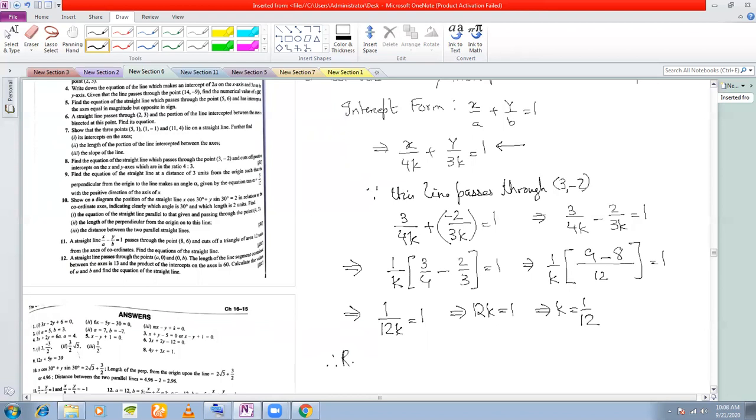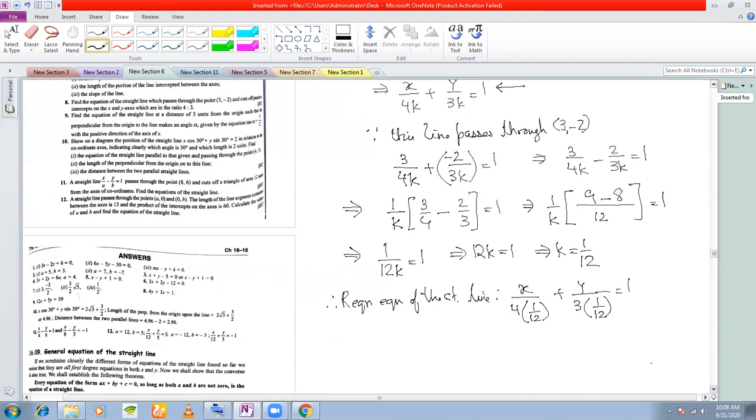Therefore, the required equation of the straight line is x by 4, and what is the value of k? 1 by 12, plus y by 3, and then again 1 by 12, is equal to 1. So what you get here is x by 1 by 3 plus y by 1 by 4 is equal to 1. That means you get 3x plus 4y is equal to 1. This is the required equation of the straight line.